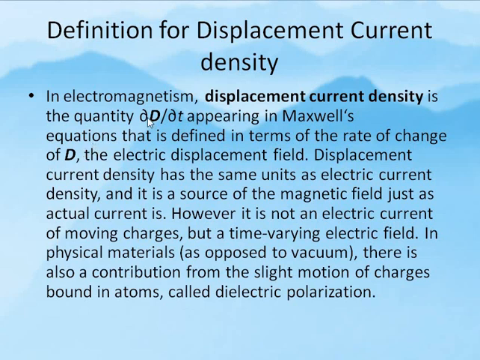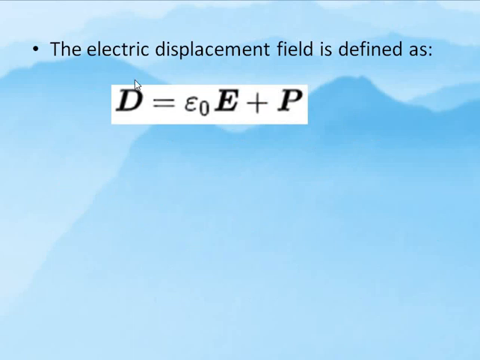So this is the displacement current density. D is equal to epsilon naught E plus P, where epsilon naught is the permittivity, E is the intensity of the electric field, and P is the dielectric polarization of the medium.